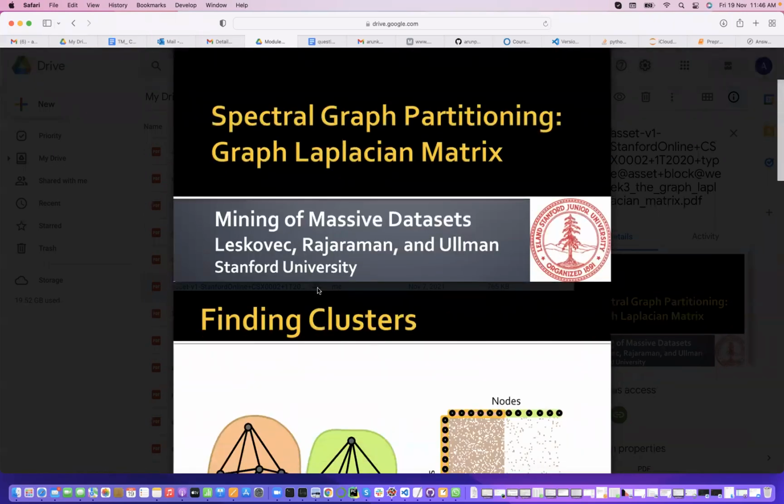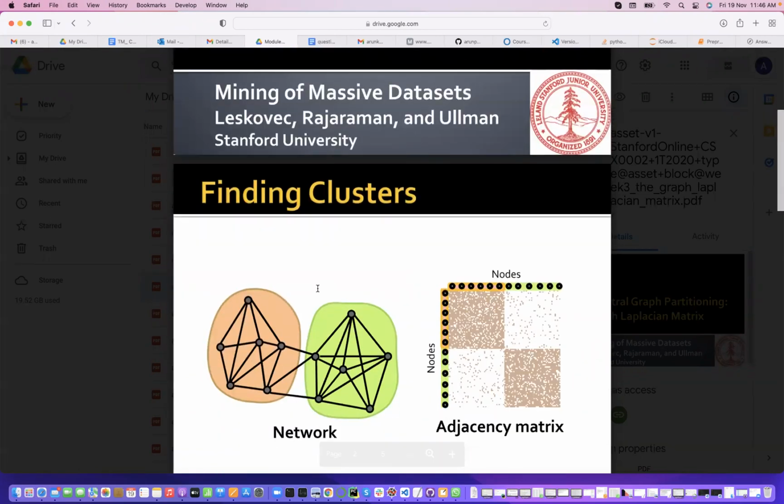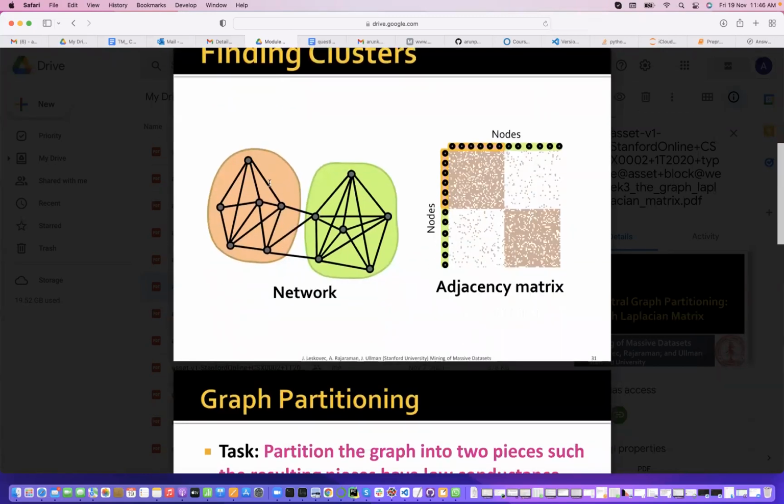So spectral graph partitioning, graph Laplacian matrix here. That is one way of partitioning. Now we'll see how we find clusters. A network is given. If it is visually presented, then these two are forming a cluster. Then if you take the adjacency matrix, you know the term heat map. Heat map we came across.